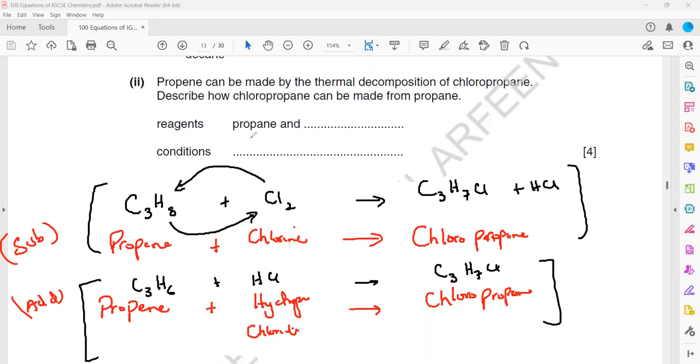So in the question, we want to produce it from propane. So what reagent do we need? We need chlorine here. And what are the conditions for this reaction to happen? We need UV or ultraviolet light. It's a photochemical reaction. Photochemical reaction means the reaction which initiates or starts up or occurs in the presence of light. We call them photochemical reactions.